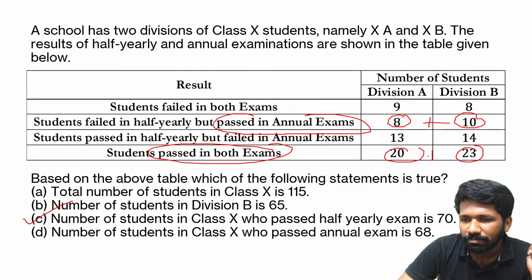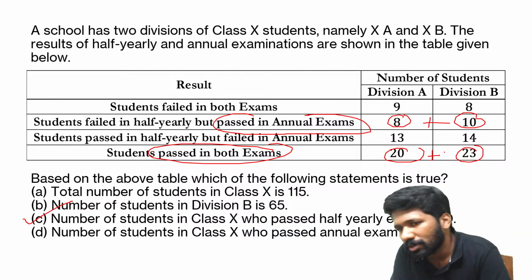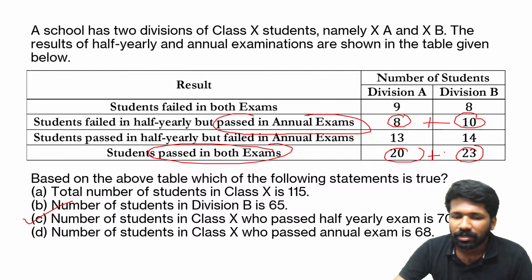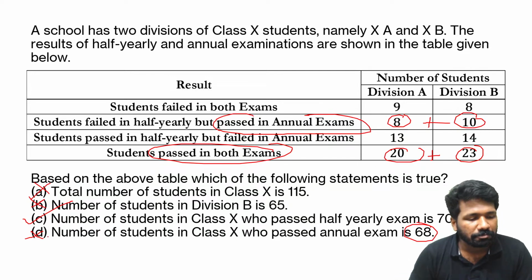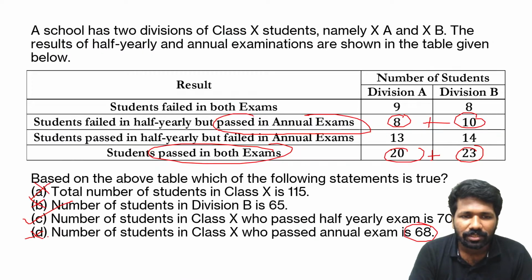So 8 plus 10 plus 20 plus 23. 20 plus 23, 43. 43 plus 10, 53. 53 plus 8, 61. But here it is written 68. So clearly option D is wrong. So the only option that is correct is option C. Hope all of you understood how a table can be given to ask questions.